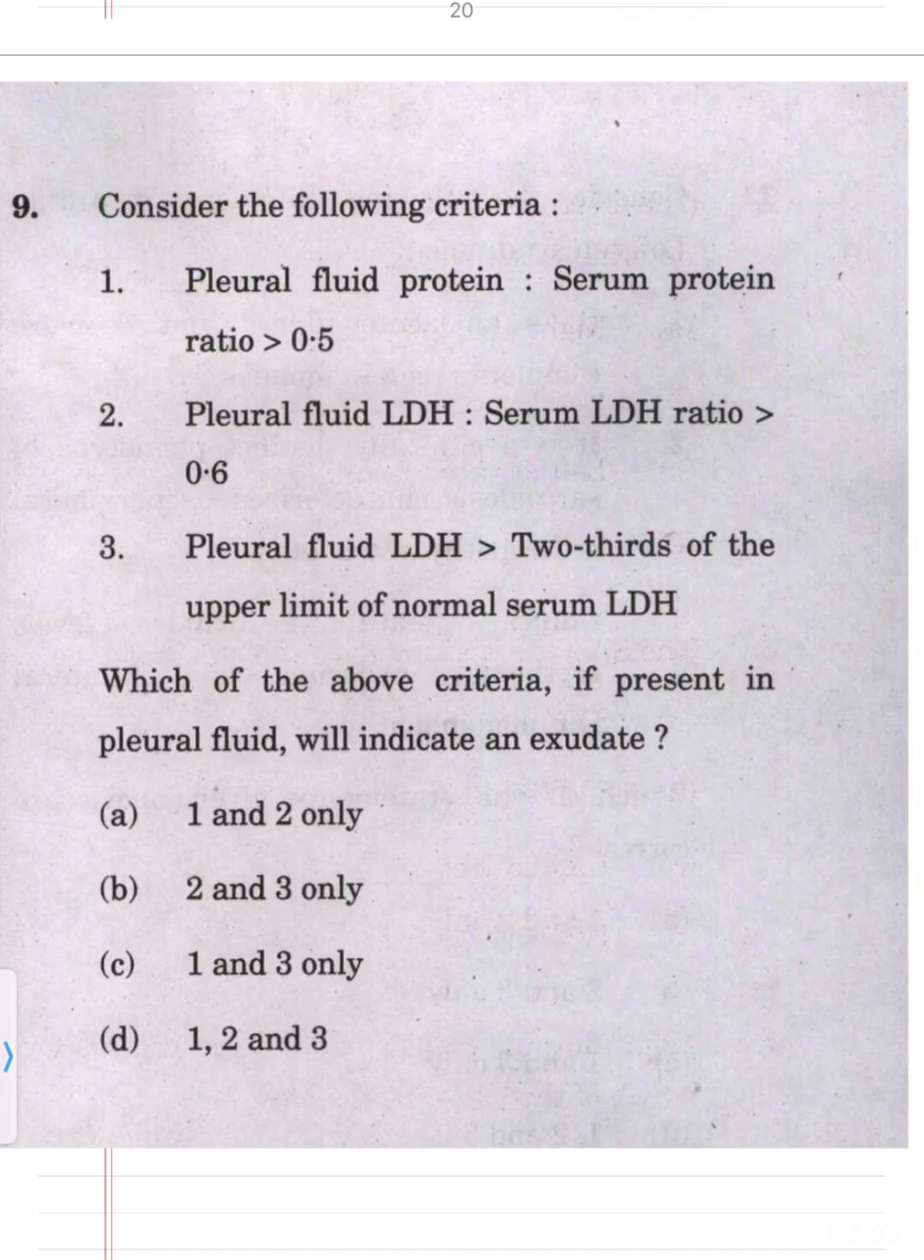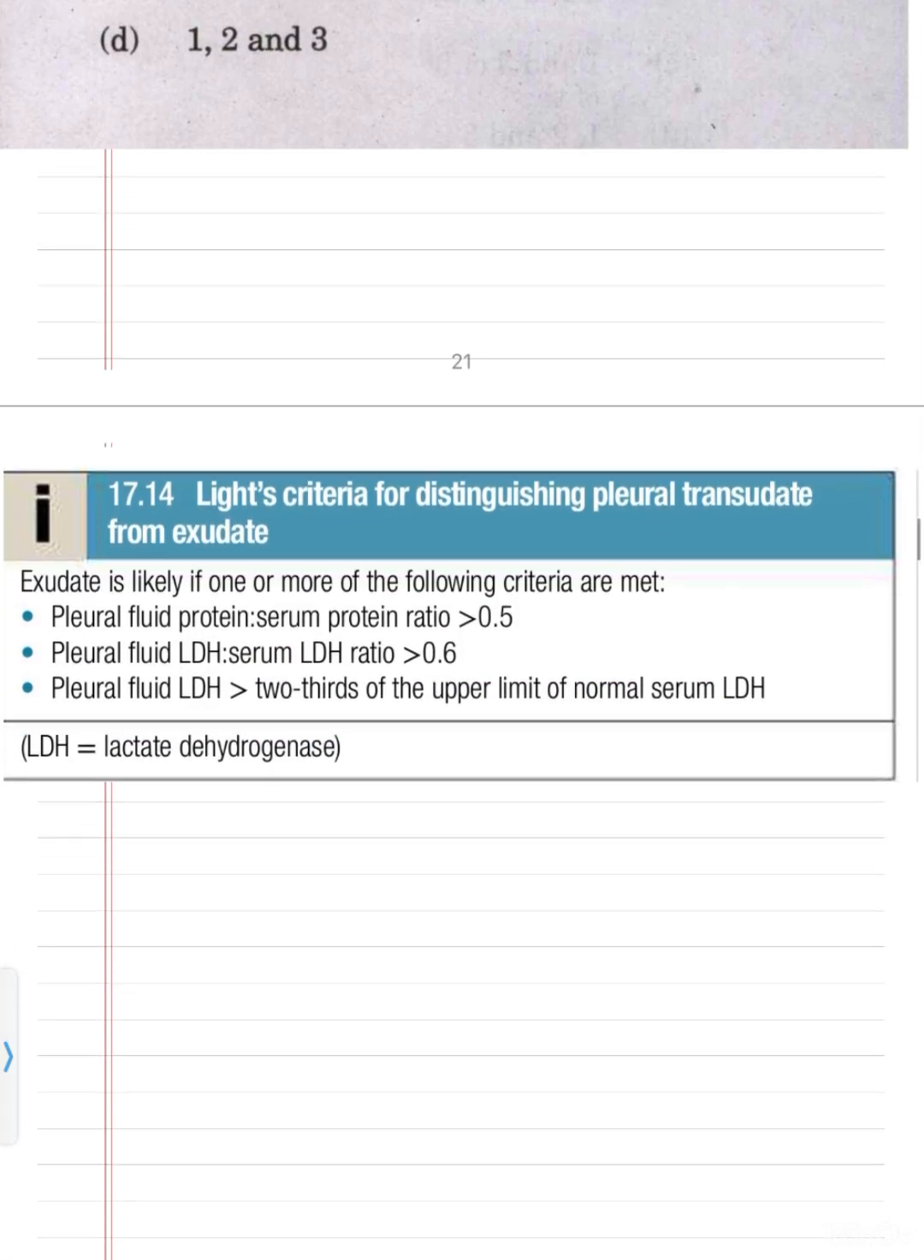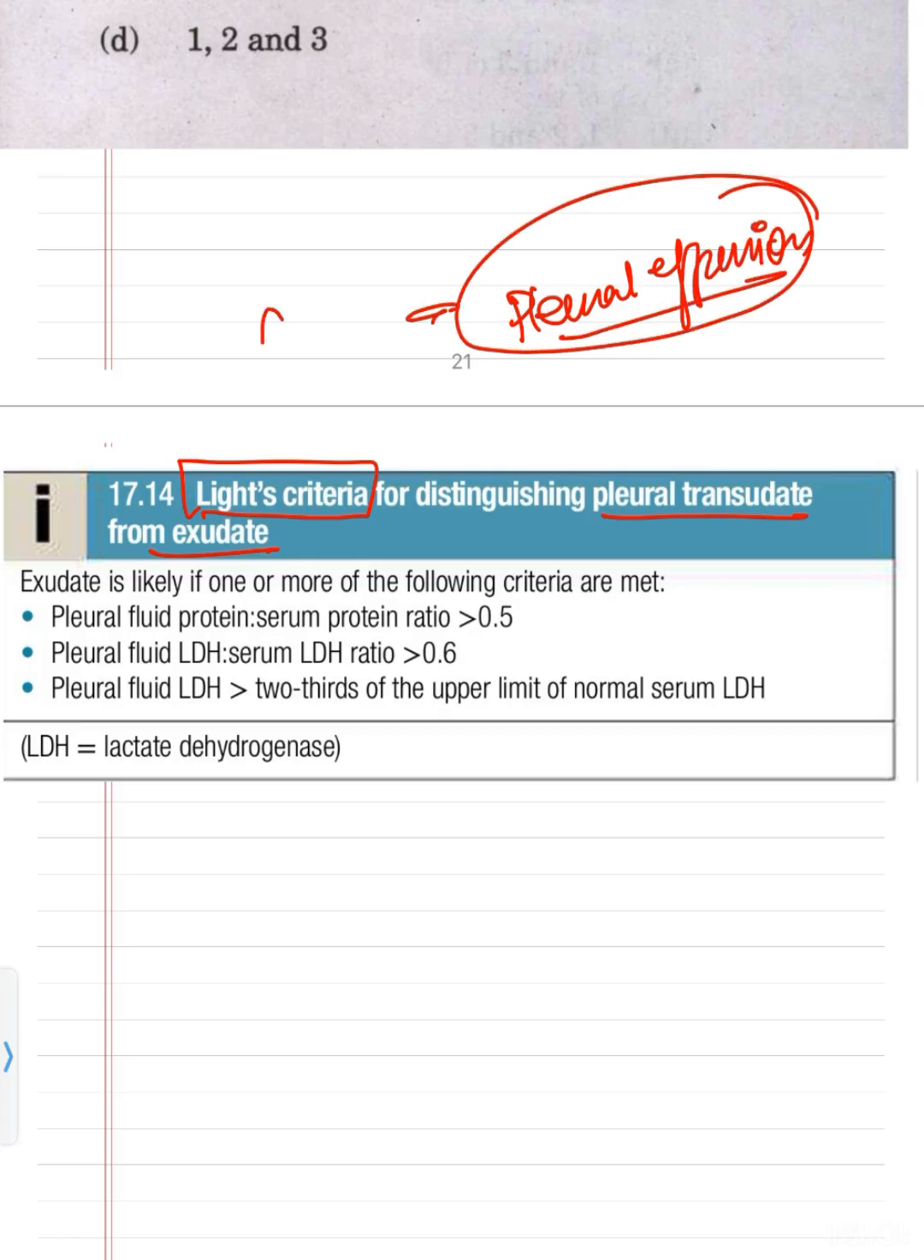Now coming to question number 9. Consider the following criteria. Which of the following criteria, if present in the pleural fluid, will indicate an exudate? So the criteria is Light's criteria. This is Light's criteria for distinguishing pleural transudate from exudate. So you have the pleural effusion, and you have drained it. You have aspirated the pleural fluid.